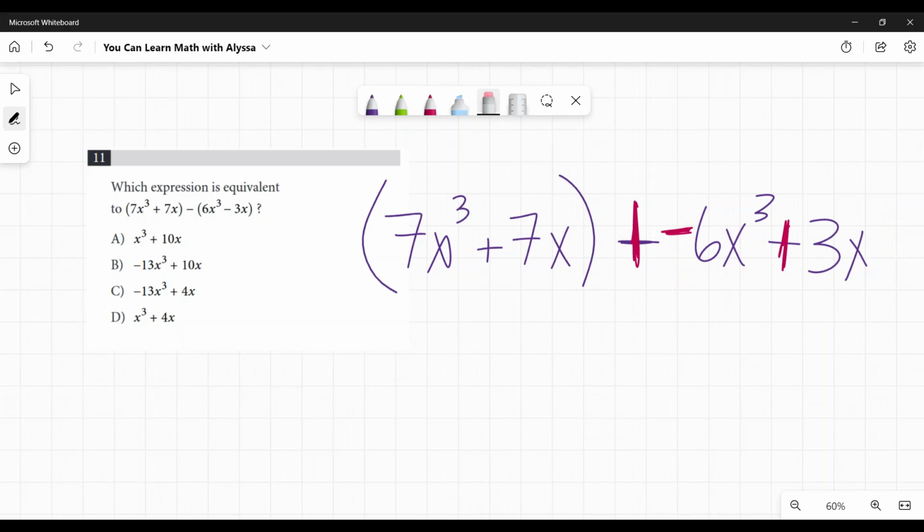Once you've done that, you can get rid of all the parentheses. That minus was the only thing that made that parentheses necessary. If that had been a plus in the middle, those parentheses would have been pointless.